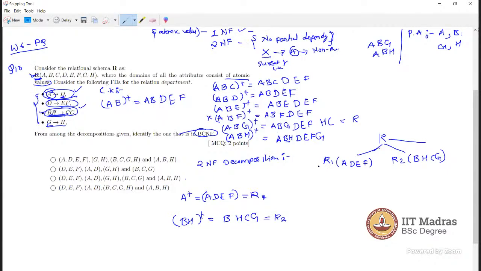See, by decomposing this relation into R1 and R2, our problem with the partial dependency gets resolved. Okay, but we need to decompose this with lossless decomposition, right? So we need to add R3 here. So what will be the attributes of R3? In the last session, we have discussed this. If you are not getting the lossless decomposition, here you can see we have two candidate keys, right?